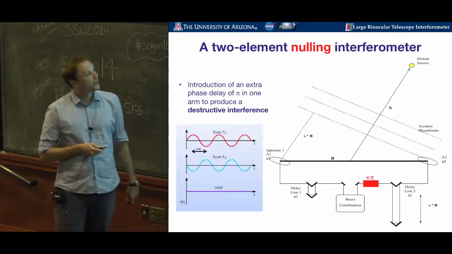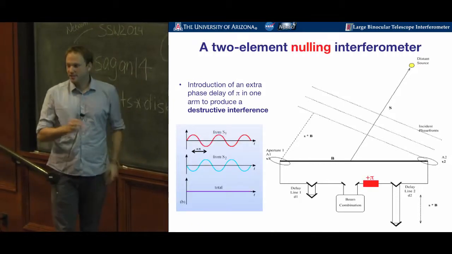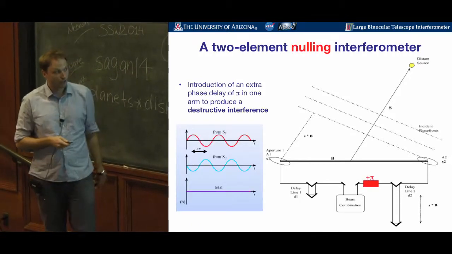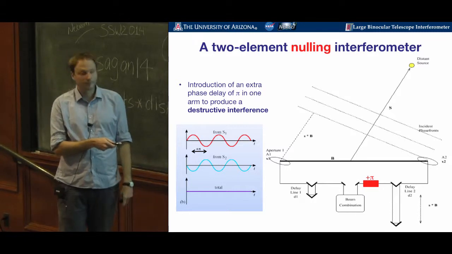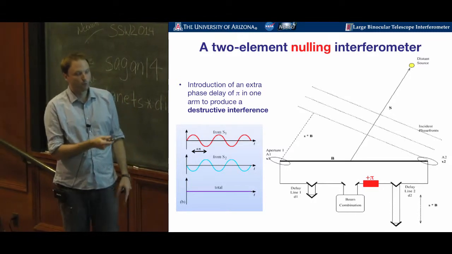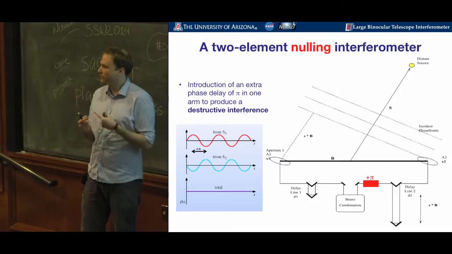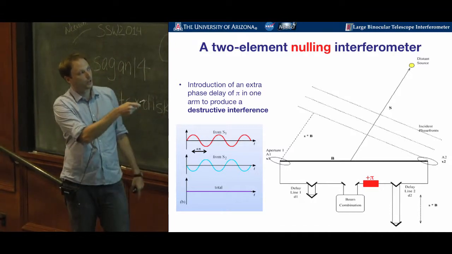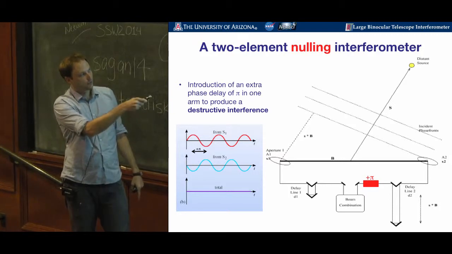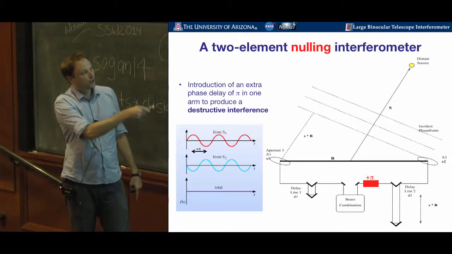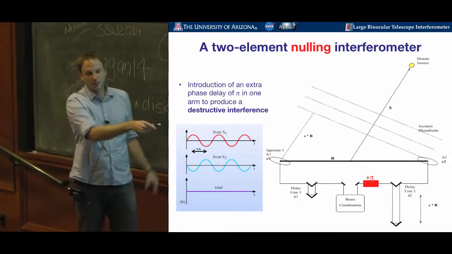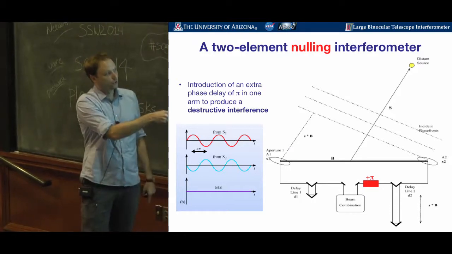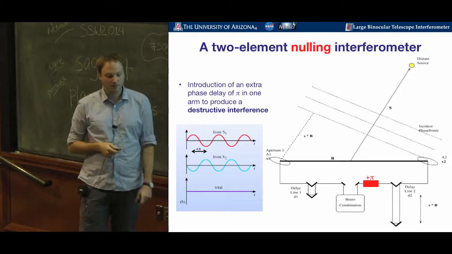So a nulling interferometer is based on the same principle, but in one arm you have a pi phase shift. And you do that in order to create a destructive interference on the line of sight. So if you have the two waves, one from one side and one from the other side, you introduce a pi phase shift, and then you add the two, and you'll have destructive interference.